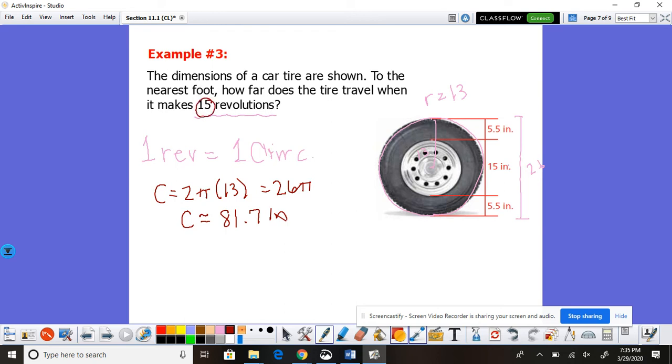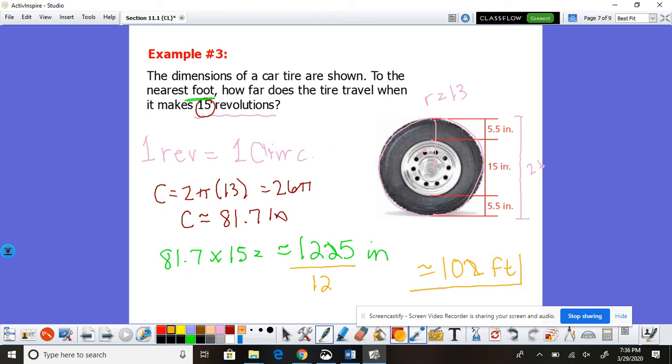All right, so that's for one revolution. I want it for 15 revolutions. So I'm not going around once, I'm going around 15 times. So I'm just going to take this, 81.7, I'm going around 15 times, so I'm just going to multiply it. And when I do, I get roughly 1,225 inches approximately. But notice it says to the nearest foot. So to go from inches to feet, just divide this by 12. I get roughly 102 feet.